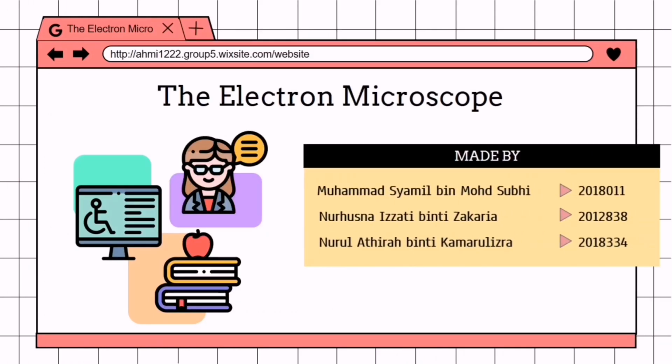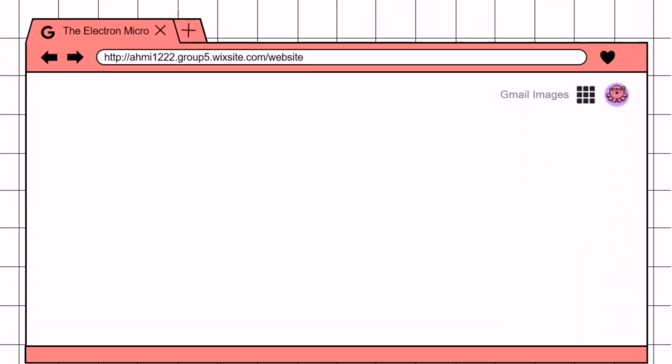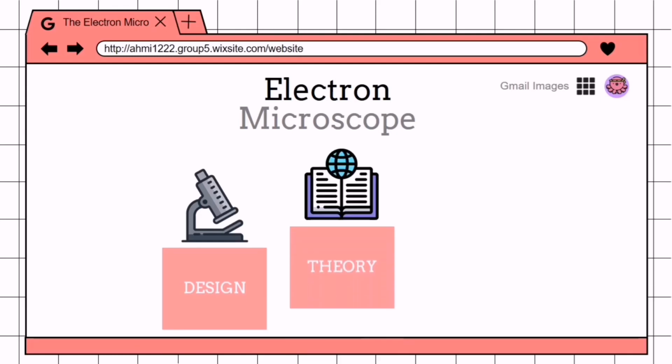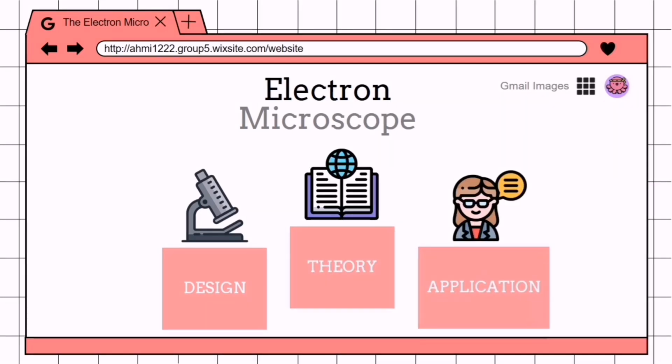Hi guys, in this video we're going to share with you about the electron microscope. What we are going to talk about is the theory, design and application of the electron microscope. We will also see the difference between the electron and optical or light microscope.